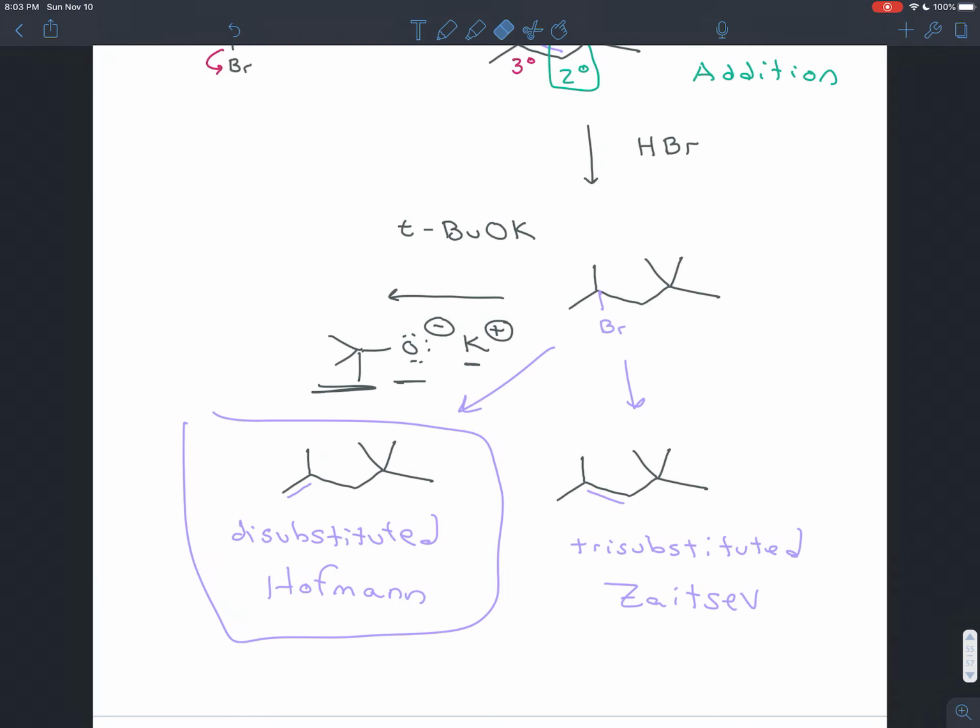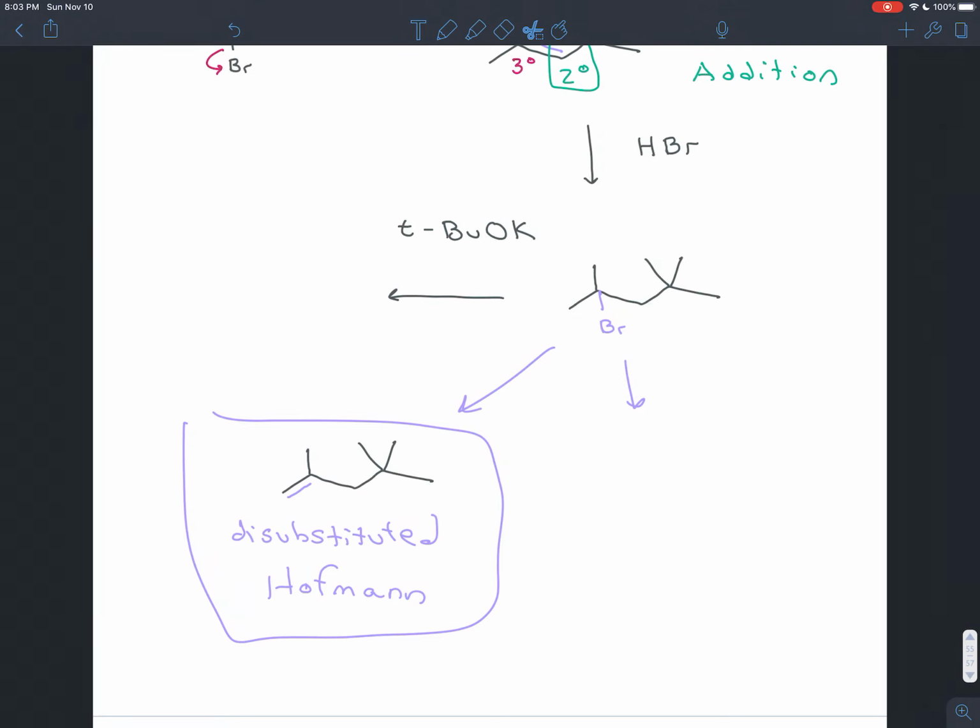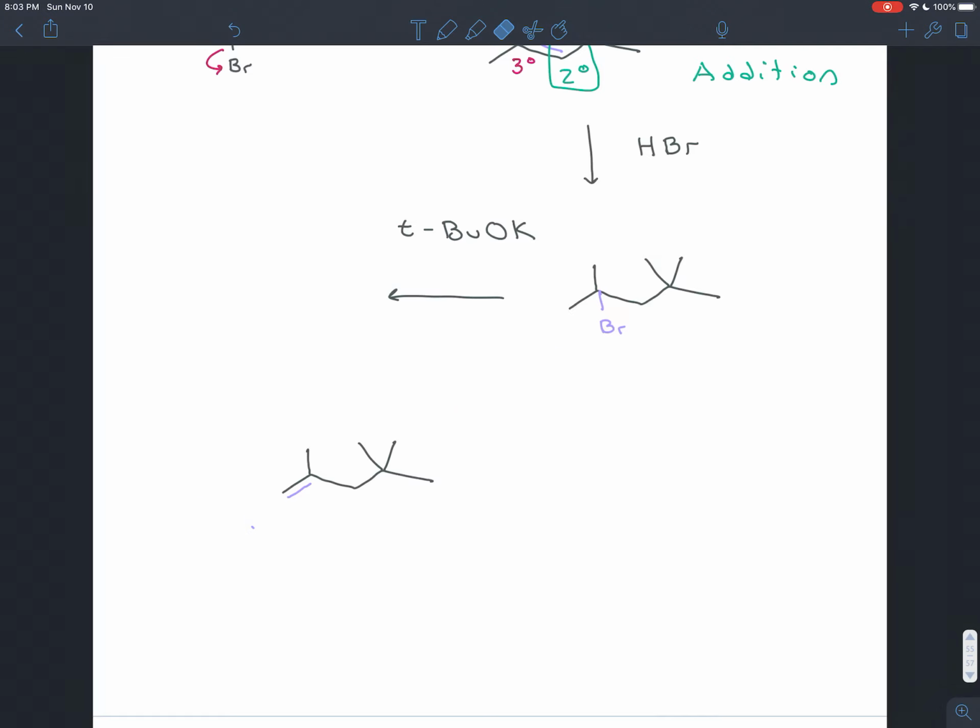So potassium tert butoxide is the name for that. And we are going to use that in order to get this Hofmann product. So we don't want the Zaitsev product. We do use a bulky base to get that less substituted Hofmann product.